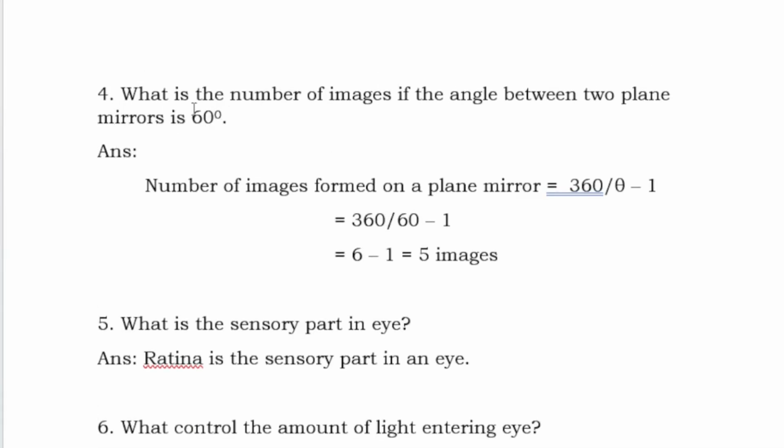Question number 4. What is the number of images if the angle between two plane mirrors is 60 degrees? Answer: number of images formed on a plane mirror. What is the formula? 360 by theta minus 1. Here theta is the angle. 360 by angle is 60. So 360 by 60 minus 1. When we simplify, it comes to 6 minus 1, which is equal to 5. So number of images formed when the angle between two plane mirrors is 60 is 5 images.